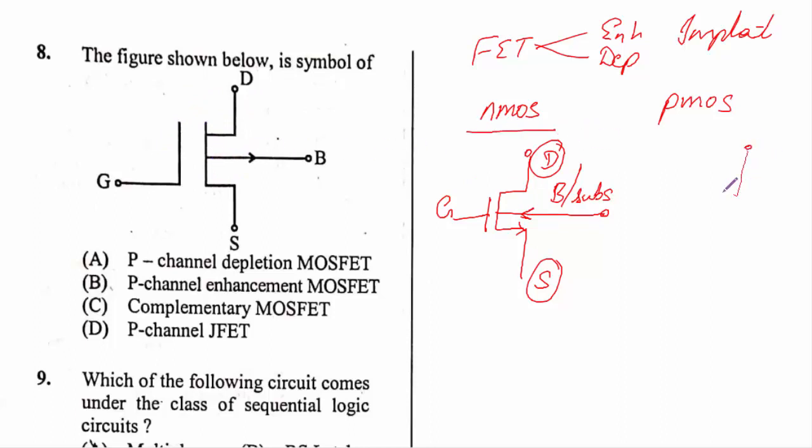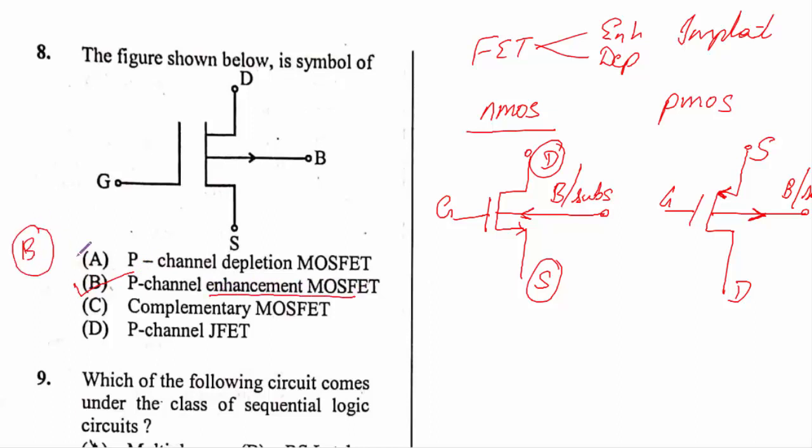Let me analyze PMOS enhancement. You will have 4 terminals. Let me call this one the gate, this one the source, and this one the drain, and you will have a fourth terminal that is bulk or substrate. In the case of PMOS, the current direction from the source will be like this, but for the bulk it will be into it. So this symbol is getting matched to the P channel enhancement MOSFET, hence option B is going to follow.